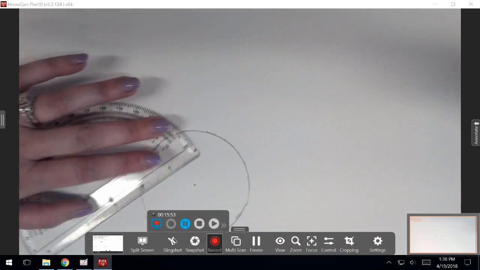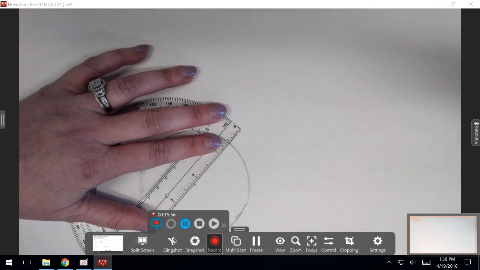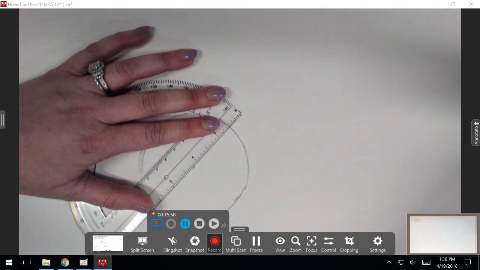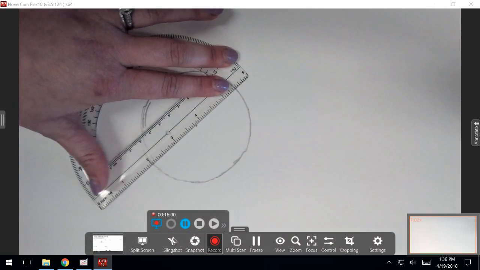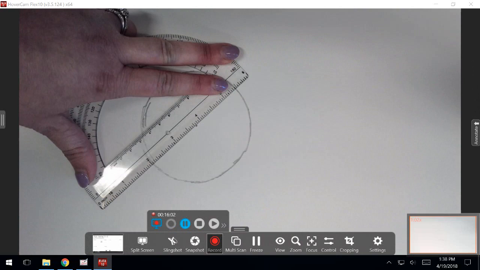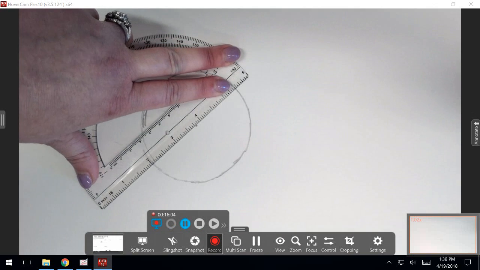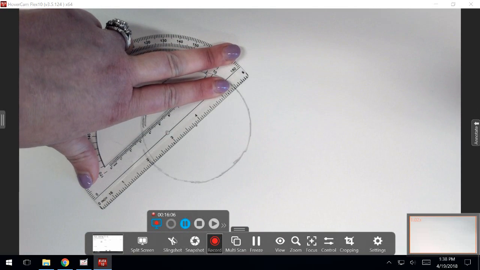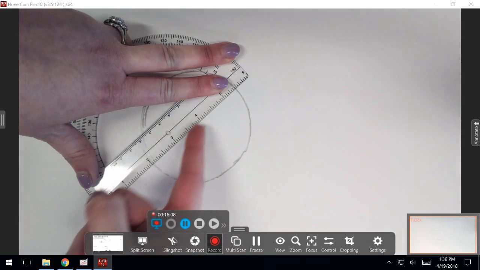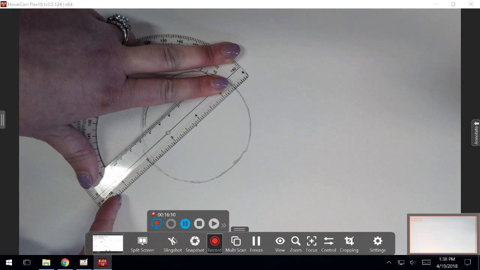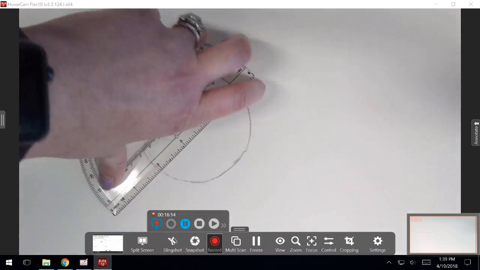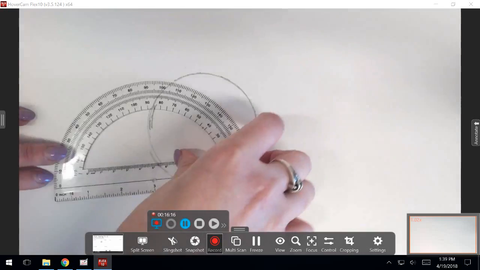You're going to take your straight edge anywhere on your circle. It doesn't matter where. Let me move this down so y'all can see that. Line it up with that point and make a diameter. One diameter across the center of that circle. Anybody lost about that? Okay, one line is the only thing you should have. Only one line. Do that.